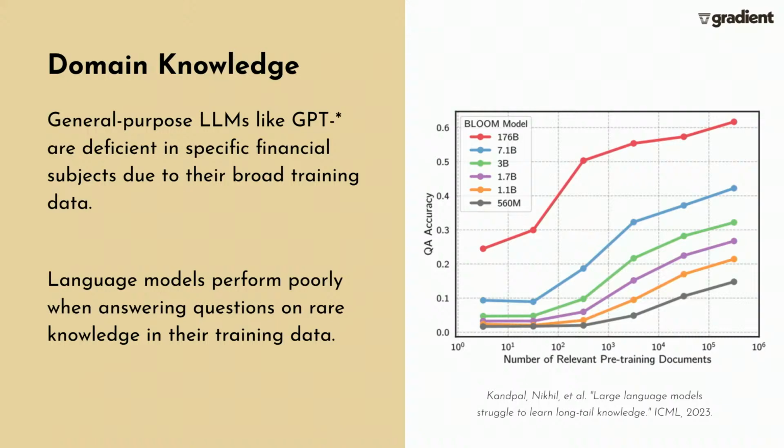And so what this implies is that if you ask a language model questions about data that's in the tails of its training data, then it's going to do a poor job at answering those questions, right? And so the natural way to fix this is to say, okay, the base model doesn't know a lot about finance, let's train it on some finance.